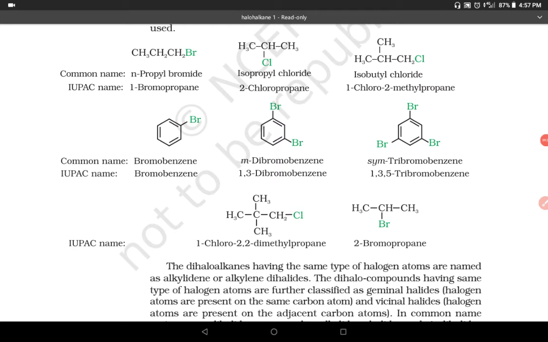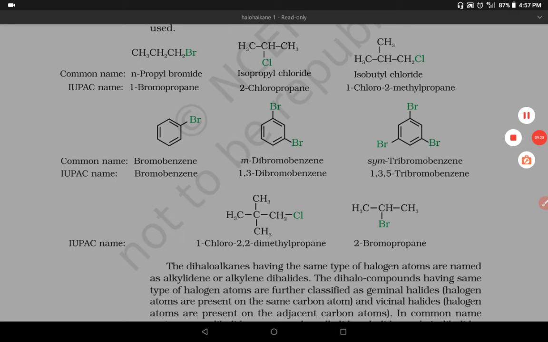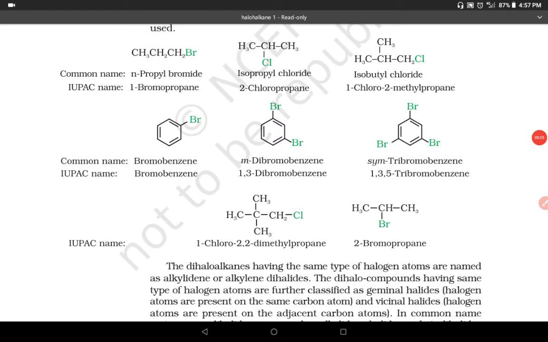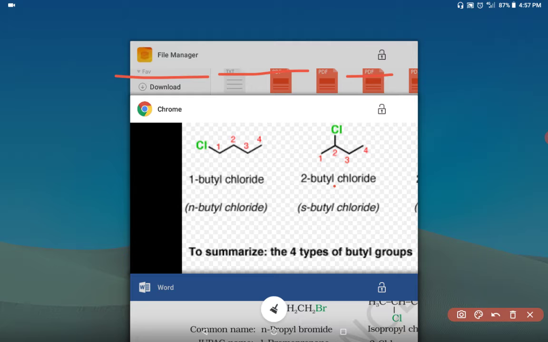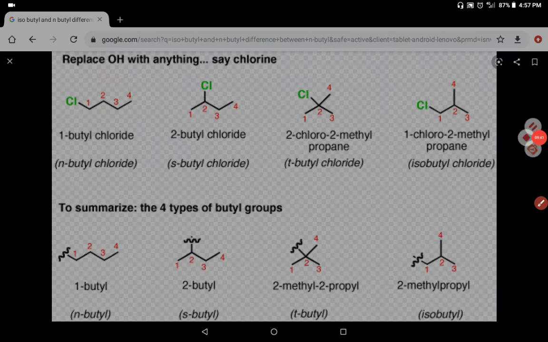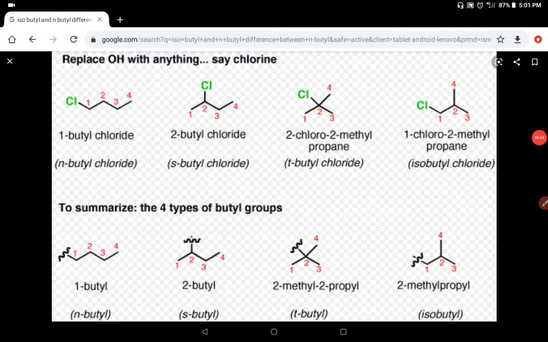I think if you are confused, one minute. Yes, it's recording. If you are confused about how we name the common name, where iso is taken, here iso is taken, here n is taken, if you have doubt with that, I have a reference for that. Let's check this image. Okay, for your reference I have given this image.